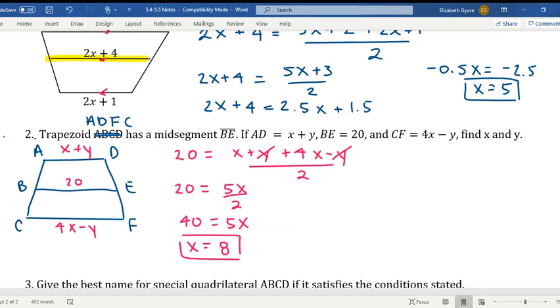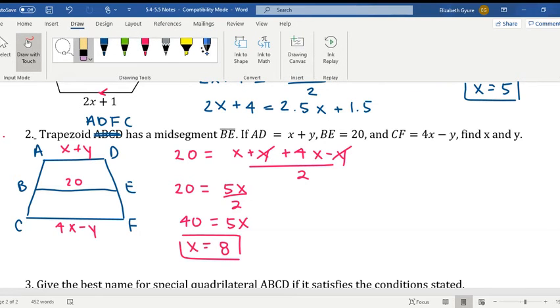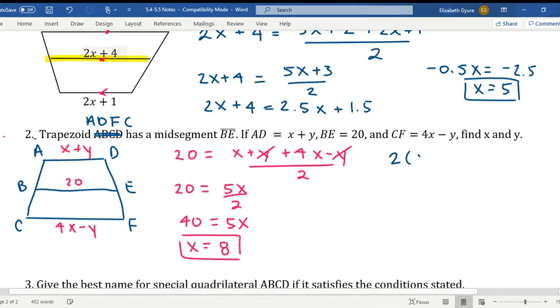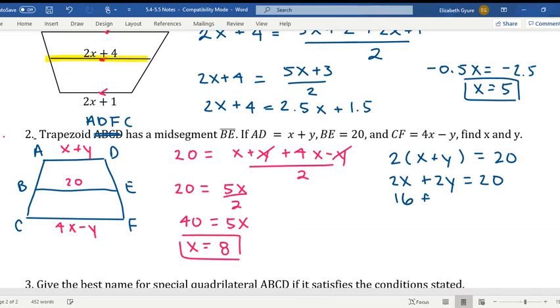Yeah, very good. So you said to multiply AD by 2? That's right, Logan, you said to multiply AD by 2? Yeah, that's exactly what you should do. So what we're going to do here is do 2 times x plus y equals 20. Good? Yeah. And then we're going to distribute or divide by 2, however you feel like doing it. But I'm going to turn this into 2x plus 2y equals 20. I'm going to plug my 8 in there. So 16 plus 2y.